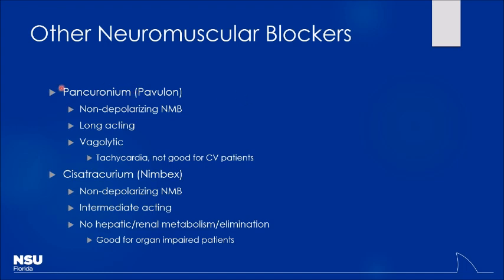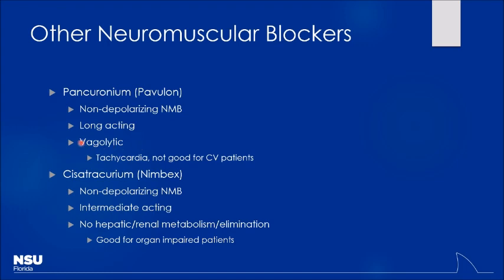Anyway, a couple other agents we have here include pancuronium and cisatracurium, or Pavulon and Nimbex. These are also non-depolarizing neuromuscular blockers, so they work the same as vecuronium and rocuronium. No issues there. However, these tend to be a little bit longer acting. So these are better for more long-term paralysis for these patients. That's why we end up seeing them more in the ICU setting than you ever would in the ED setting.